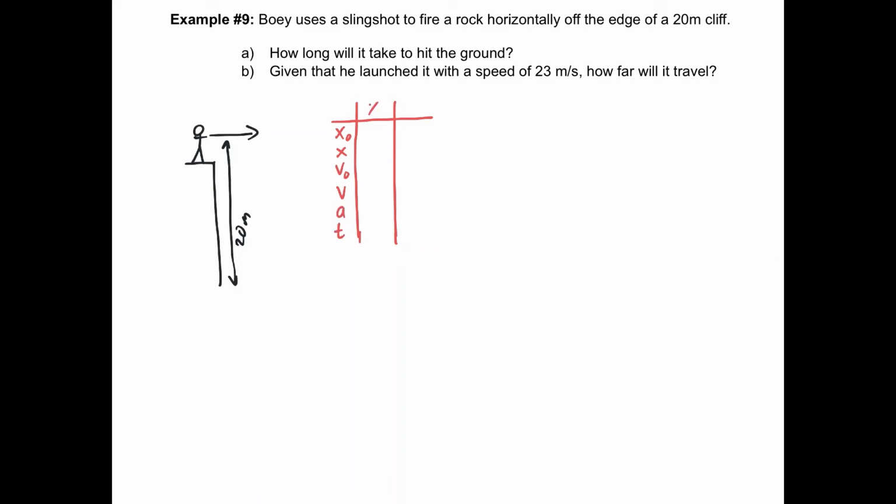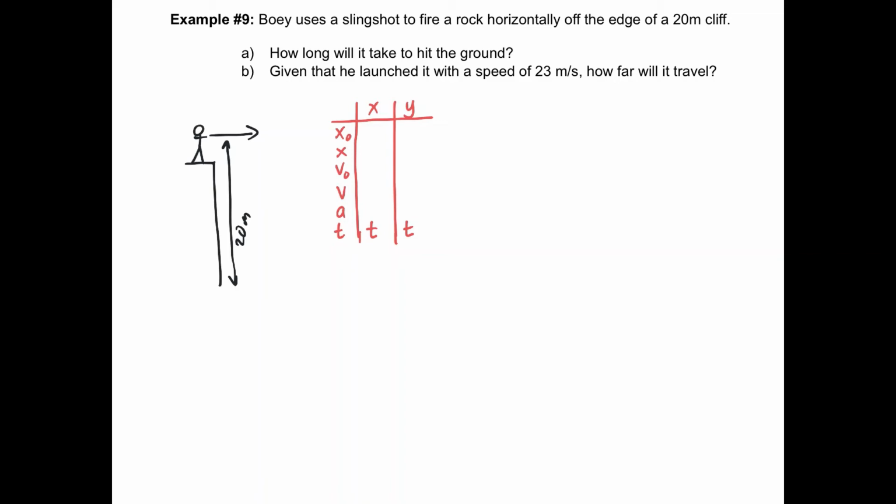Usually, we just did it in one direction because it was forward or backwards or up and down. This time, we actually have things going in two directions. We have both the horizontal and the vertical. So we're going to actually double up our table here, all right? Now, the question here is, how long will it take to hit the ground? So obviously, what I want is the time. Okay, so I'm going to label that to remind myself that that's what I'm looking for.